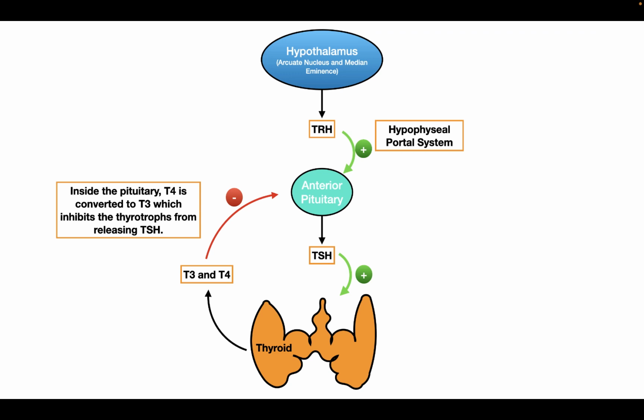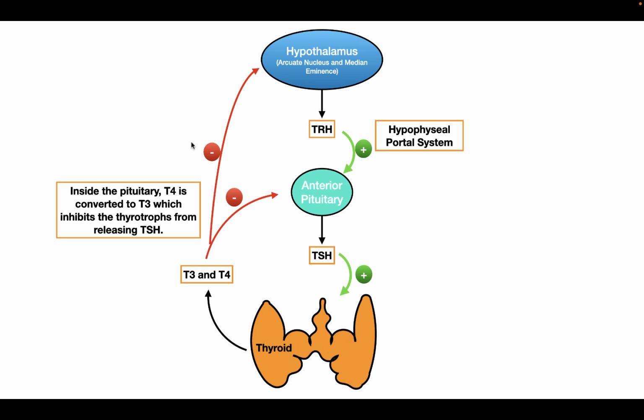In addition, thyroid hormone is also going to have a negative feedback effect on the hypothalamus. So thyroid hormone inhibits the hypothalamus from releasing TRH. And if we decrease the release of TRH, we decrease the release of TSH, which decreases the release of thyroid hormone.